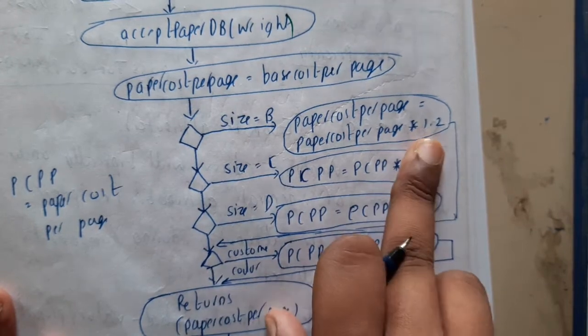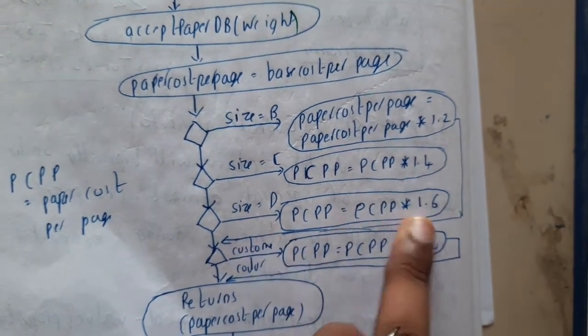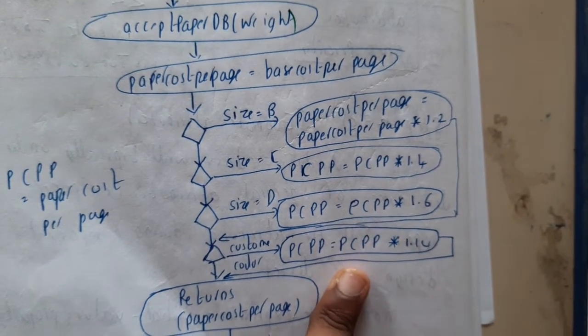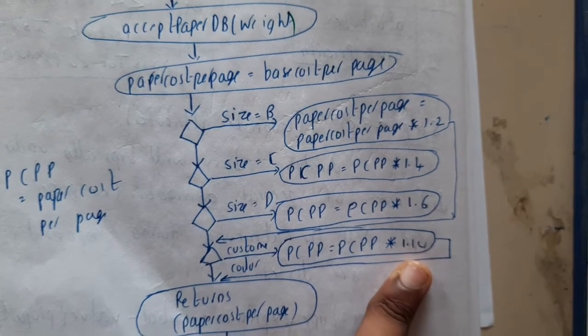So if it is B size, you will be multiplying by 1.2. If it is C size, you will be multiplying by 1.4. If it is D size, you will be multiplying by 1.6. If you want color Xerox, you will be multiplying by 1.14 in this way.